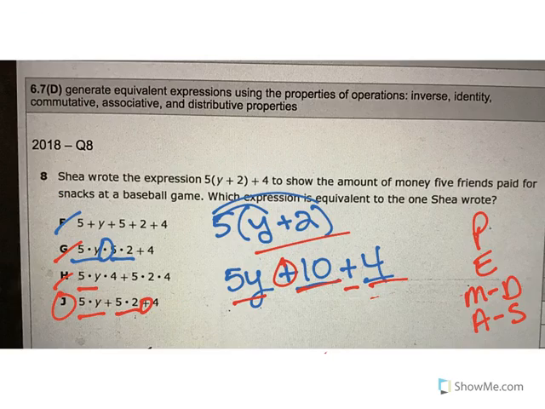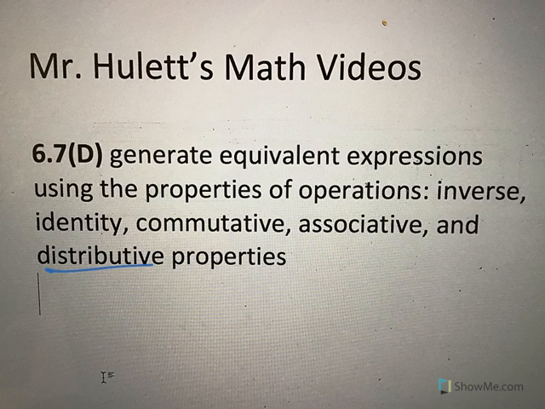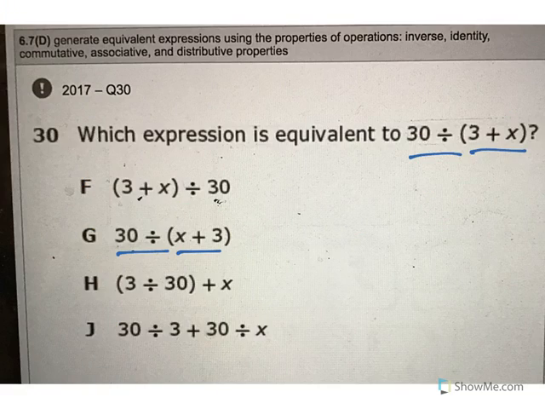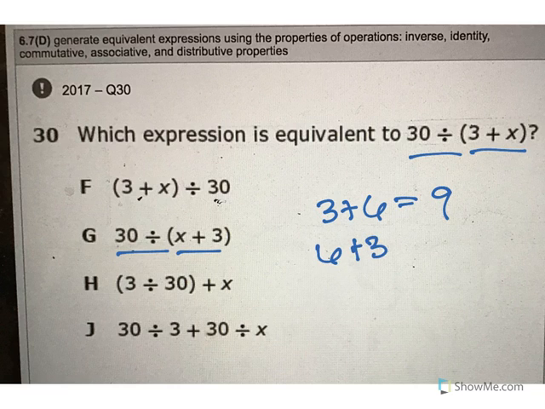Now, what property is this? And as you can remember, this is the commutative property of addition. Now, I know that it has a variable, so it might look a little funky, but let's just say we gave it a value, x is 6. If I did 3 plus 6, that would be 9. But if I did 6 plus 3, I still get 9. So again, it is the commutative property of addition. So our answer is G.